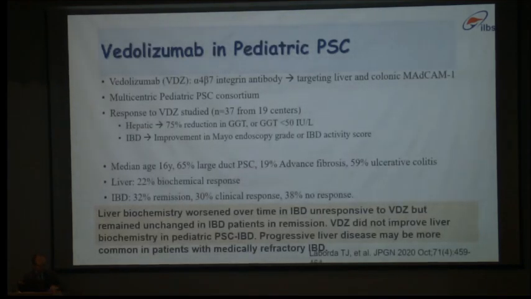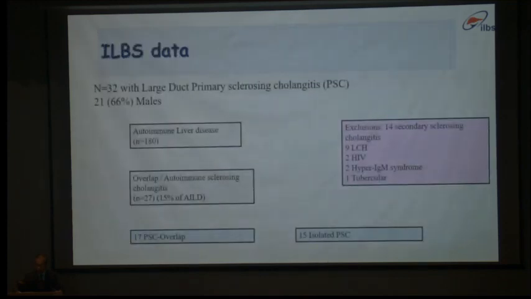I will just cut this short. This is data on vedolizumab, which is an alpha-4 beta-7 integrin antibody used for IBD. There was some response shown in PSC, but no definite improvement in the liver biochemistry. So what about ILBS data?